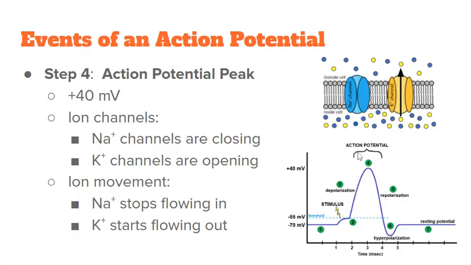So step 4 is that peak portion of our action potential, the highest voltage it's going to reach, and that's around positive 40 millivolts. That is going to be a big change. So we're going to switch over from sodium channels to potassium channels there. So for number 4, right, this peak, sodium channels are closing, so sodium stops flowing in. And then our potassium channels are opening, so potassium starts flowing out. Right? So it's sort of like a switch that gets turned on and turned off at that point.